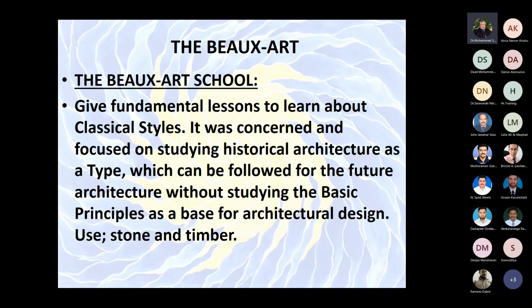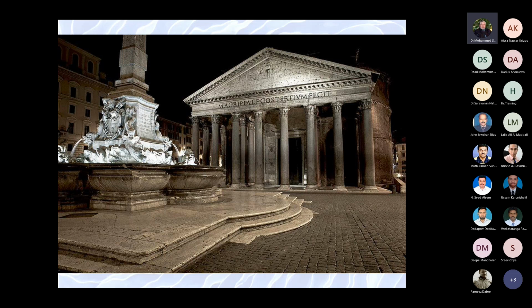The Beaux-Arts school or movement gave fundamental lessons to learn about the classical styles. It was concerned and focused on studying historical architecture as a type, which can be followed for the future architecture, without studying the basic principles as a base for architectural design. So they focused on using stones and timber, like these examples in ancient cities or architecture like Roman and Greek.